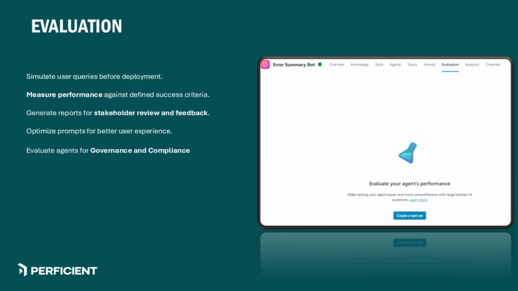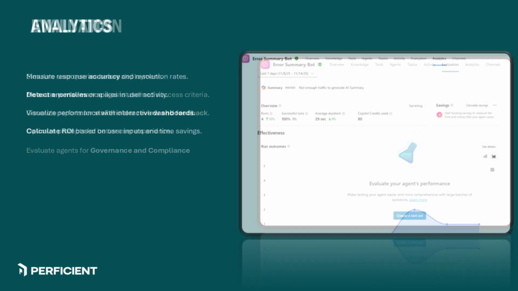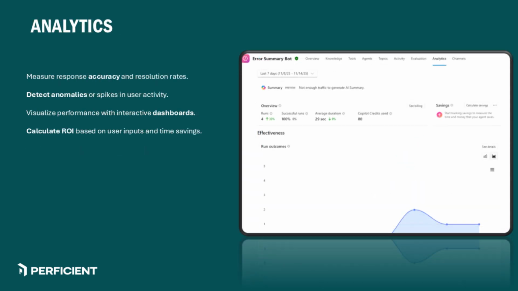Evaluation allows teams to test agents before and after deployment. You can simulate user queries, validate expected outcomes, and measure performance against defined success criteria. Evaluation reports support stakeholder review and informed decision-making. This step helps ensure agents are reliable before they reach broader audiences. It is important to not only evaluate the agent from a functional perspective, but also from a governance and compliance perspective. Additional tools will be provided to assist with setting up a variety of testing scenarios to make sure your agent is ready.